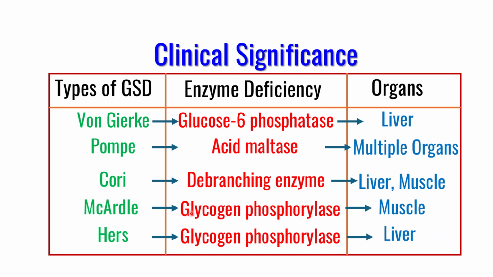McArdle disease, on the other hand, is associated with glycogen phosphorylase deficiency in the muscle, and therefore there is muscle weakness as well as exercise intolerance. Hers disease is also associated with glycogen phosphorylase deficiency, but in the liver. Liver is affected here, and therefore these patients show symptoms of hypoglycemia.